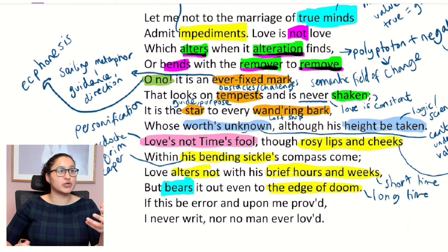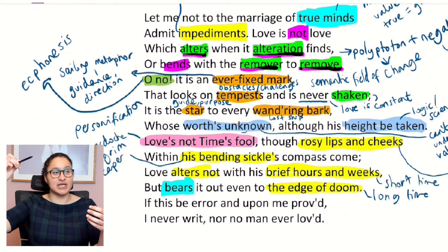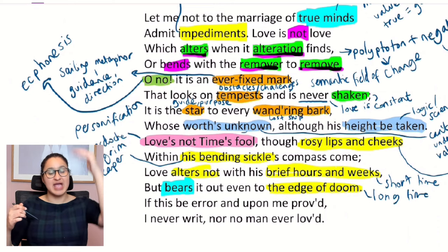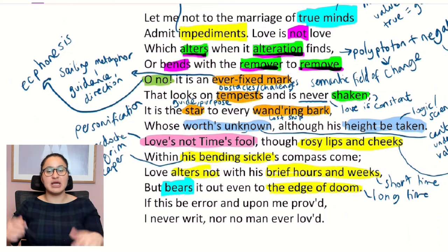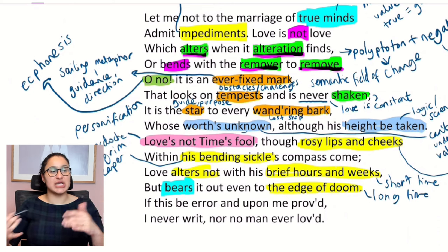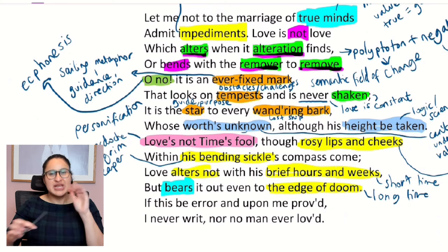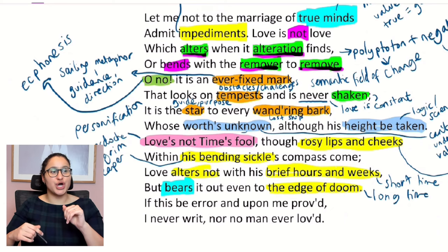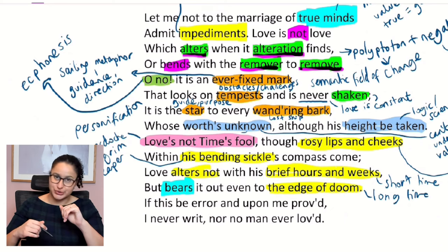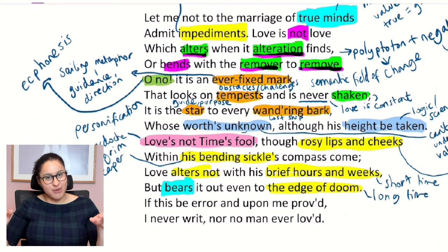So you can see, if we look at the poem, you've got minds, love, finds, remove. So minds and finds, love and remove. A, B, A, B. And then it keeps going. Mark, shaken, bark, taken. C, D, C, D. Cheeks, come, weeks, doom. Now I know you're thinking, how on earth do come and doom rhyme? And I am with you there.